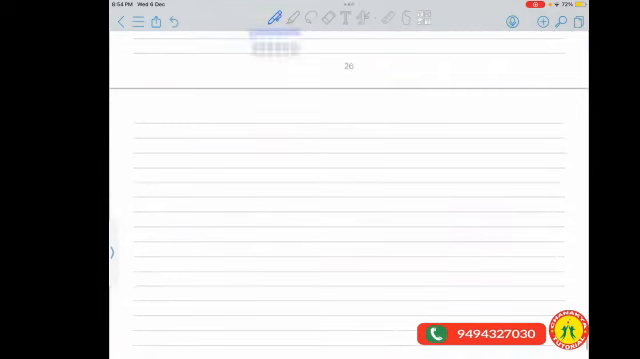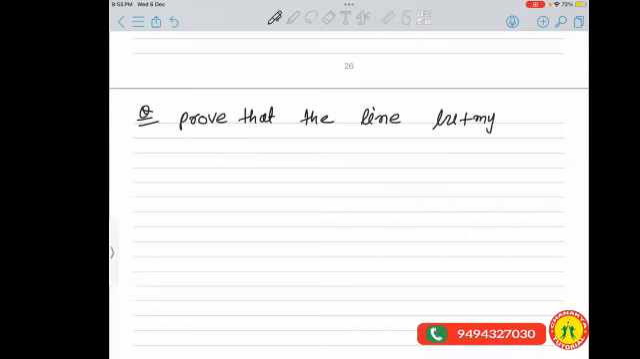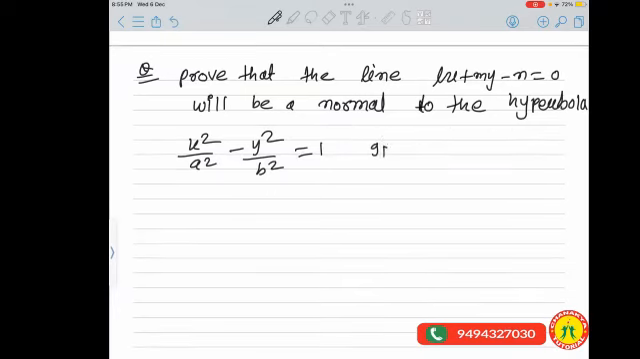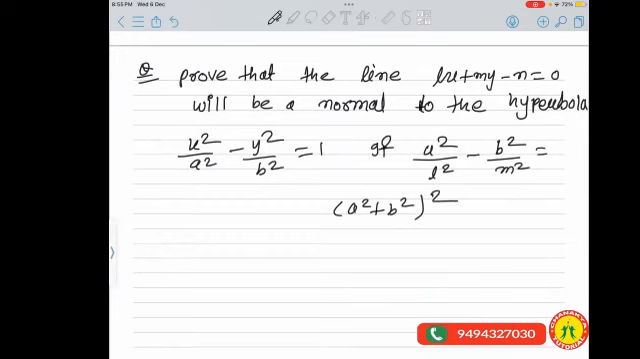Now I am writing a question on this topic. Question is, prove that the line lx plus my minus n is equal to 0 will be a normal to the hyperbola x square by a square minus y square by b square is equal to 1 if a square by l square minus b square by m square is equal to (a square plus b square) whole square by n square.